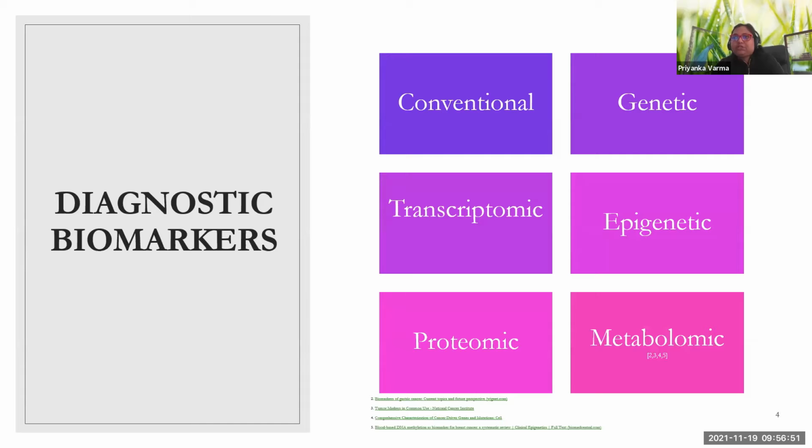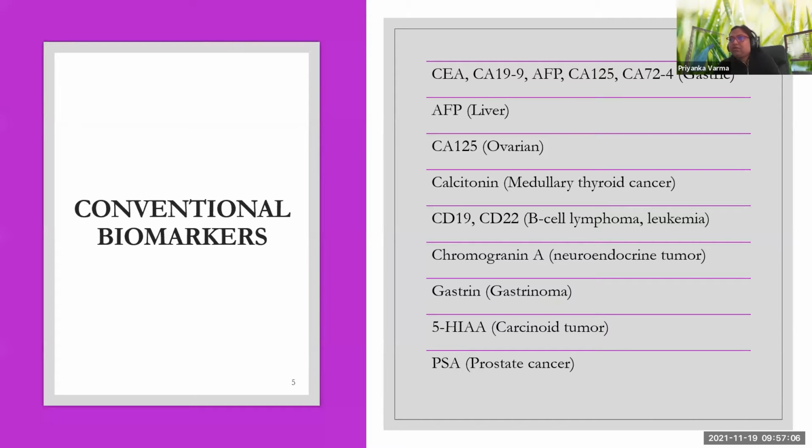For today's presentation, I'm going to speak more on diagnostic biomarkers. Again, they are classified into 6 categories: conventional, genetic, transcriptomic, epigenetic, proteomic, and metabolomic. This slide is talking about several examples of conventional biomarkers, which are currently known and in application for diagnosing different types of cancers.